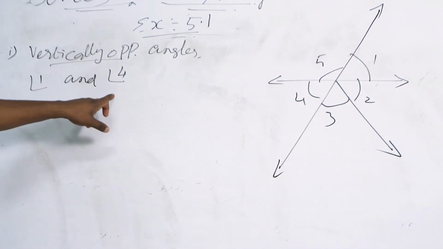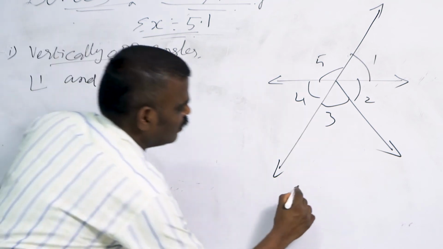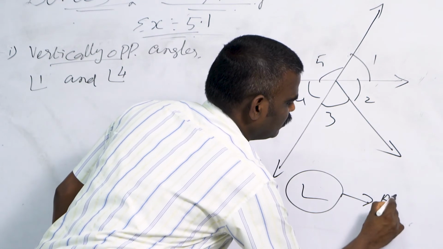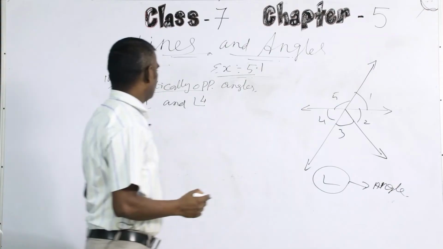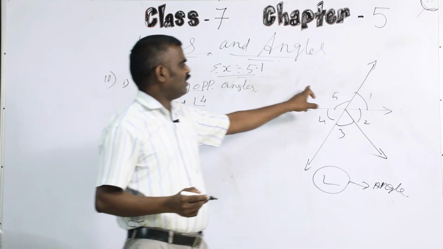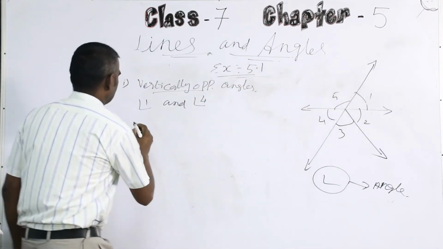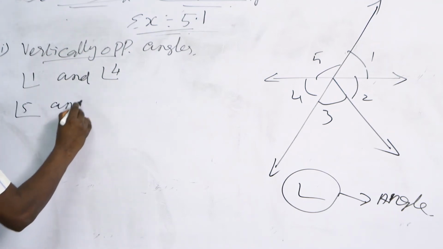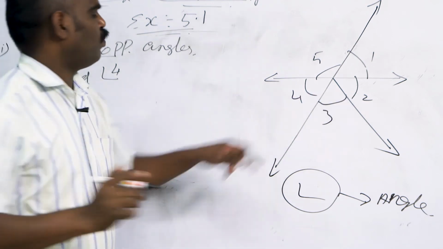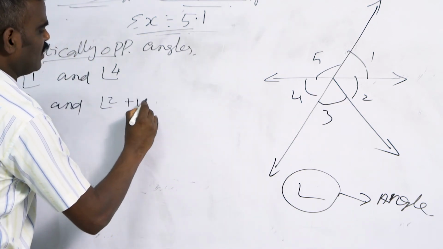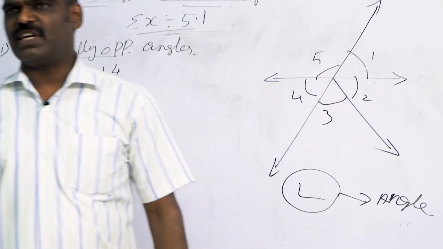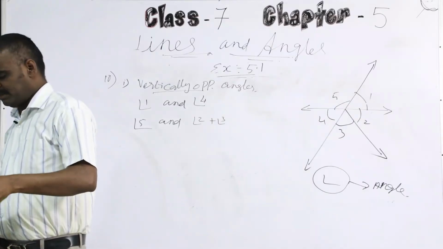Angle 1 and angle 4. This symbol means angle, okay? You need not write the word angle every time. Angle 1 and 4 are which ones? Vertically opposite angles. Next, angle 5 and angle 2, plus angle 2 plus angle 3. These two together are what? Vertically opposite angles. So you have to do it.